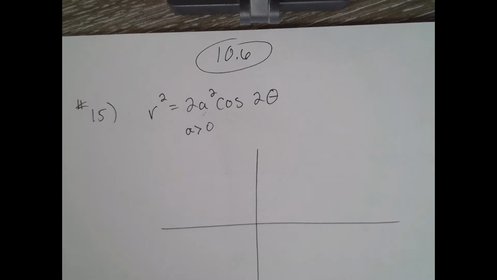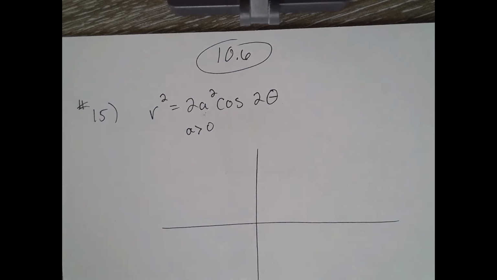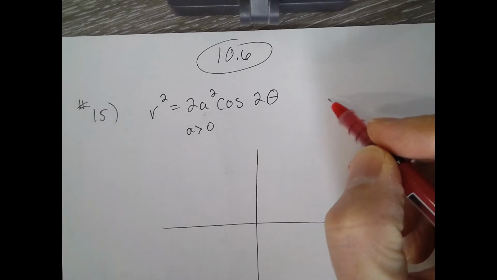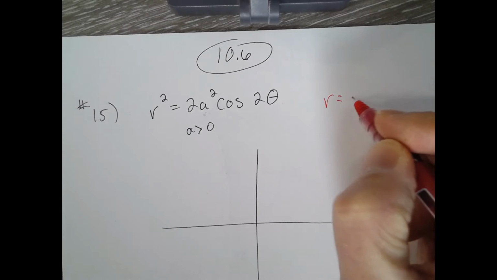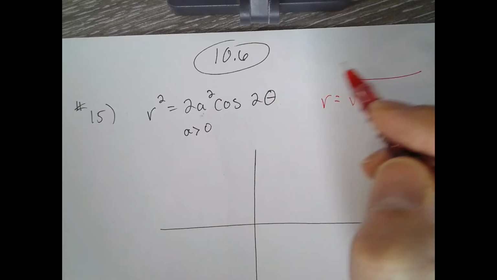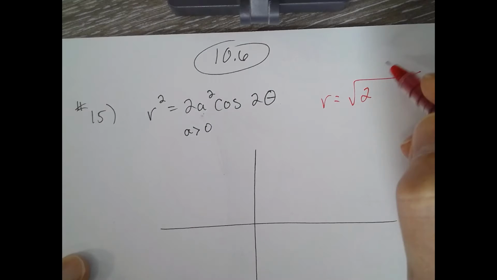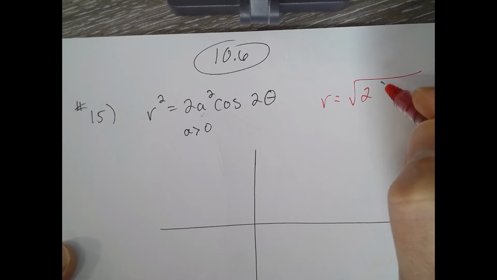10.6, number 15. We're supposed to find the area of the region inside the lemniscate. Alright, so we've got an a there. I'm going to square root both sides, so r is the square root of... we can't enter a into the calculator, but I'll enter r equals the square root of 2 cosine 2 theta.